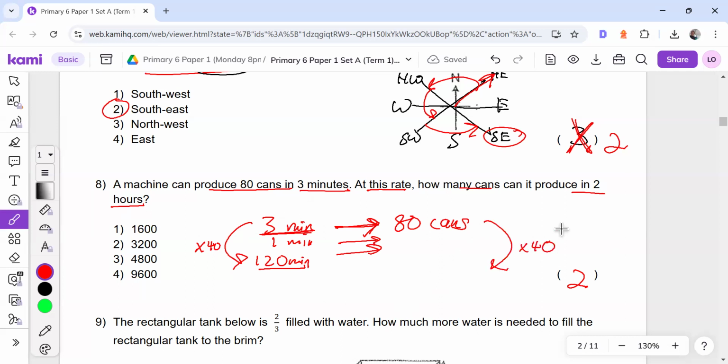Times 40. So 80 times 40, shortcut. Don't do working. I don't know why you are doing working. 8 times 4 is 32. And there are 2 zeros. So just put 2 zeros behind. So your answer should be 3,200.